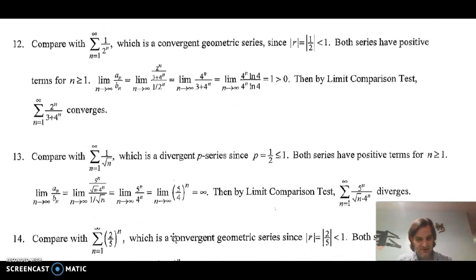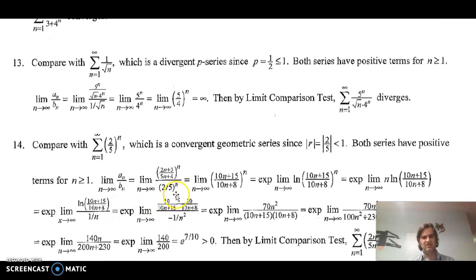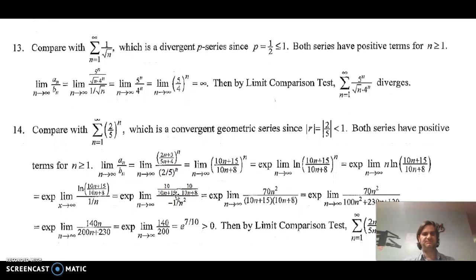Okay, so number 13 diverges. Let's roll it up here. So let's use this as our last example. So going down here, because this came out of the book, we're trying to figure out the series 5 to the n over the square root of n times 4 to the n, whether that converges or diverges.